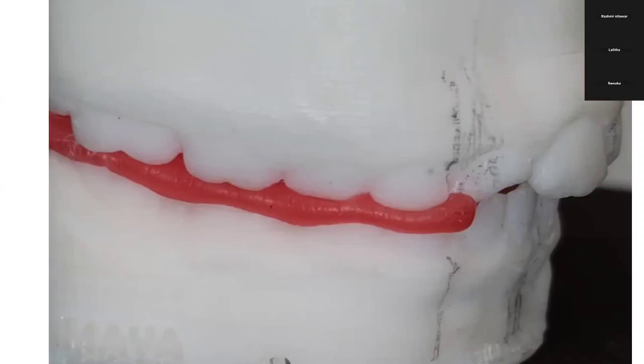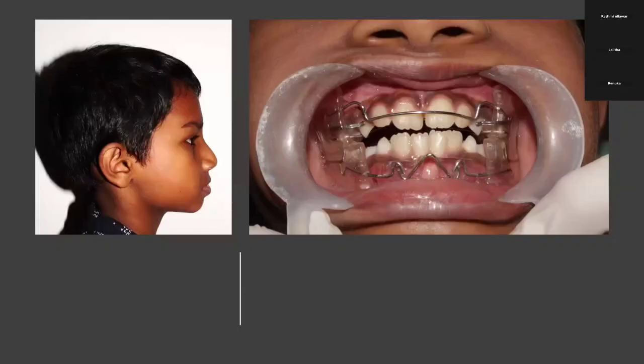More than that, we did not do anything. With a bite registration, bringing the mandible edge to edge with the midline coinciding, that is done, and we gave him a Functional Regulator FR2.